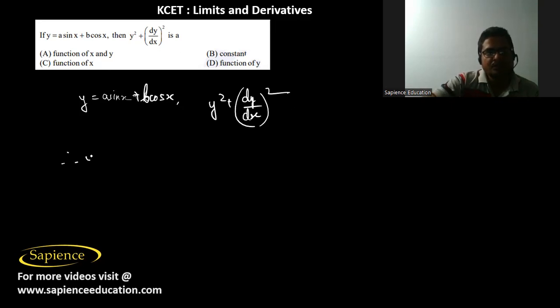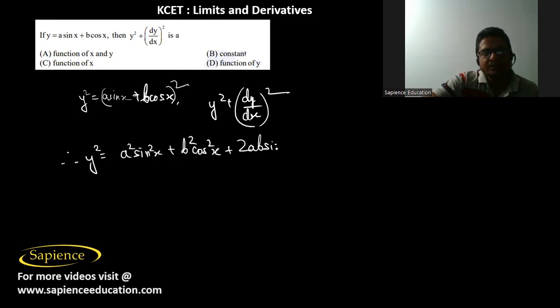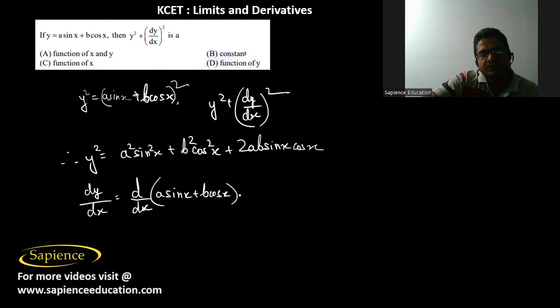So now, y square will be equal to the square of this. So this will be a square sin square x plus b square cos square x plus 2ab sin x cos x. Similarly, dy by dx will be equal to d by dx of this function a sin x plus b cos x. So this will be a cos x minus b sin x.